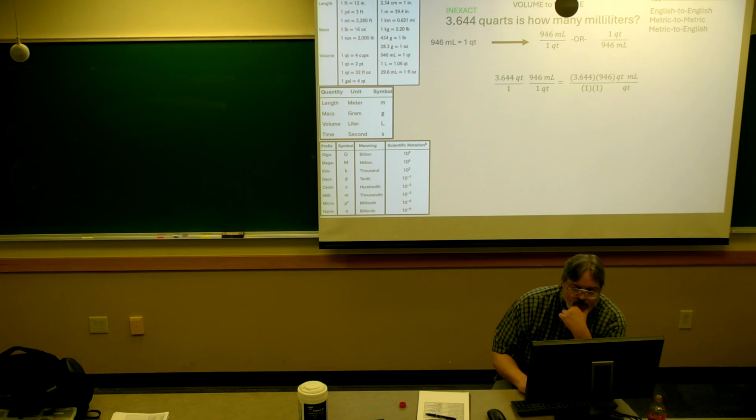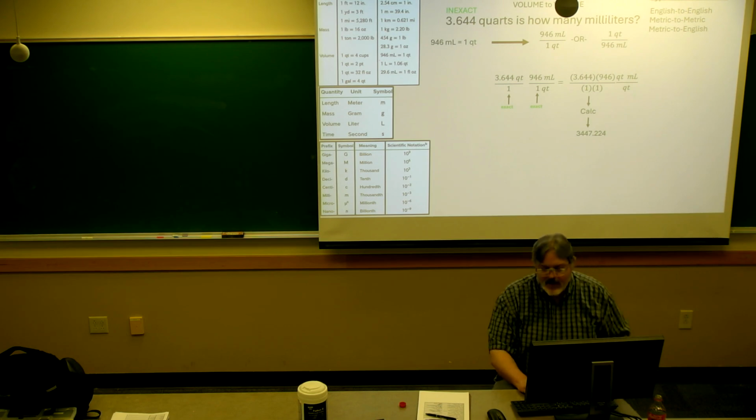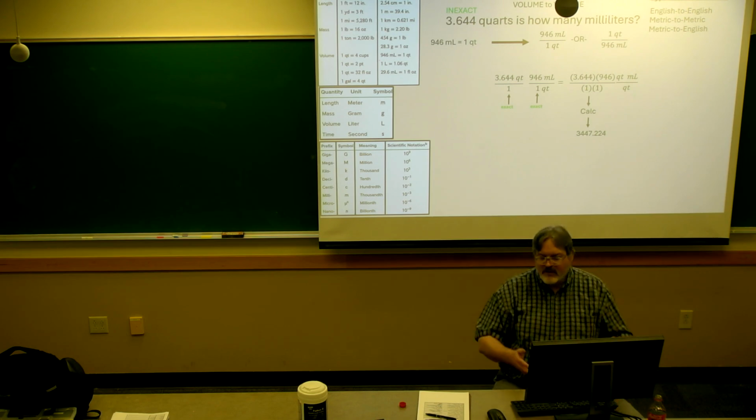All right, so I separated the numerical values again. 3.644 times 946. My calculator gave me that. Now I'm going to stop, now that I've written down what my calculator gave me. Okay, which of these are exact and which are not?